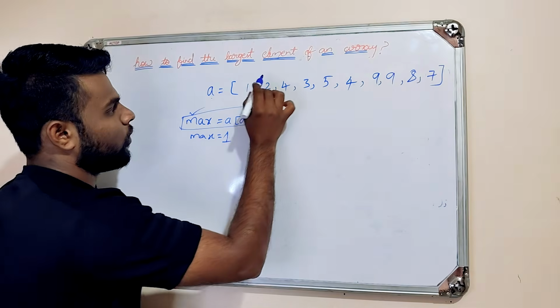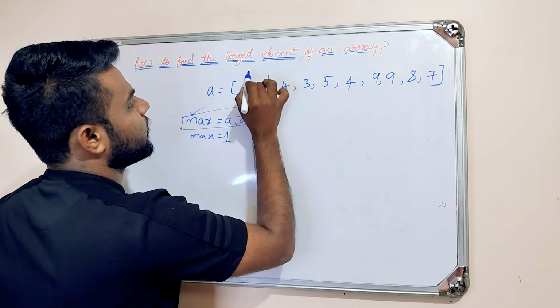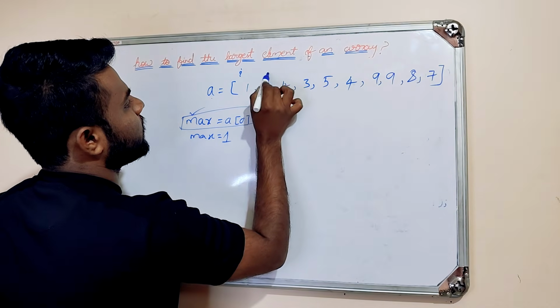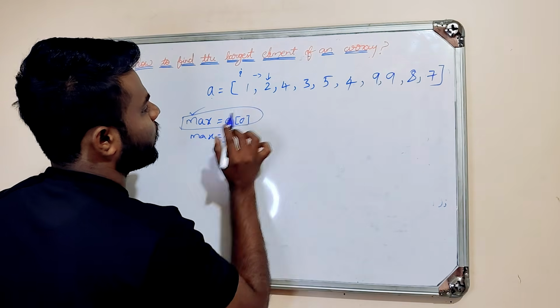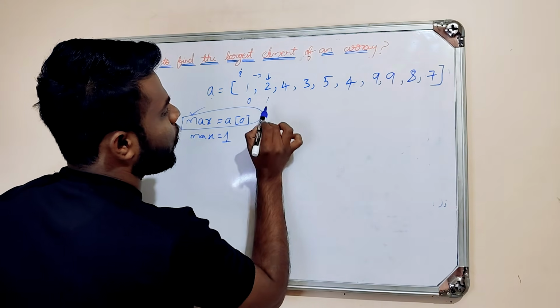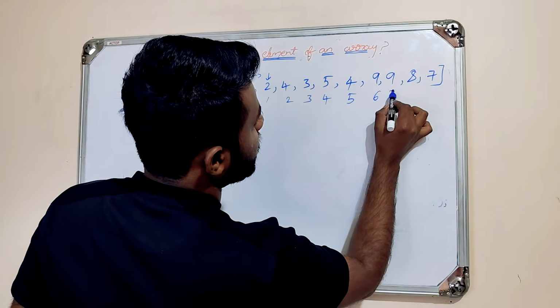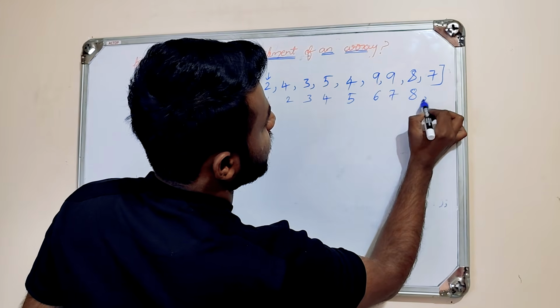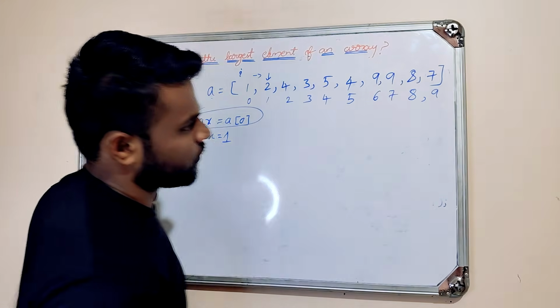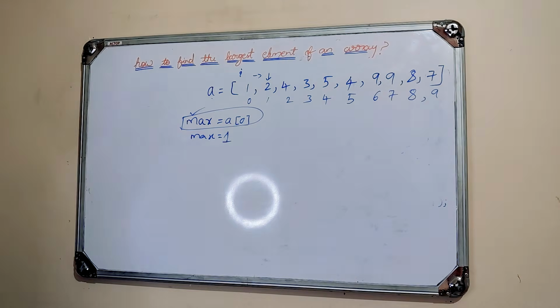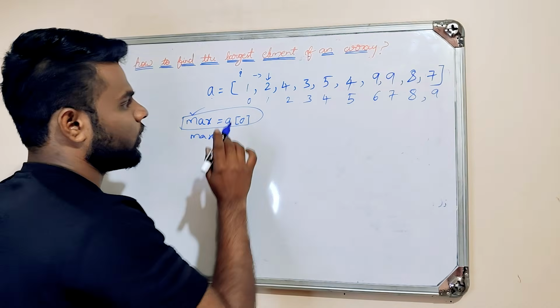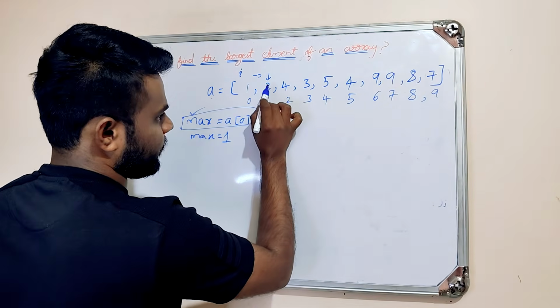Now your i is here. Let me write the index: 0 1 2 3 4 5 6 7 8 9. So these are the index values of the array. And you start here.